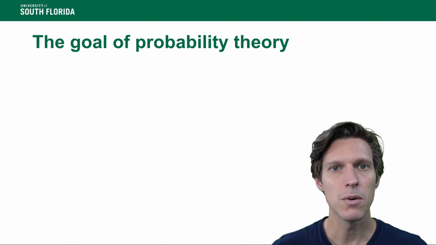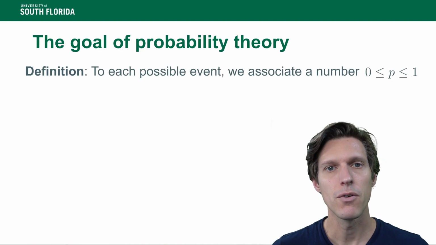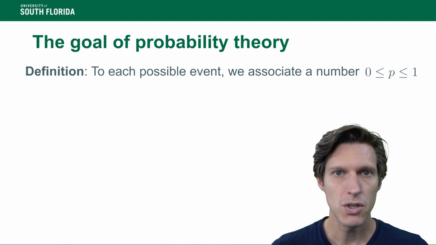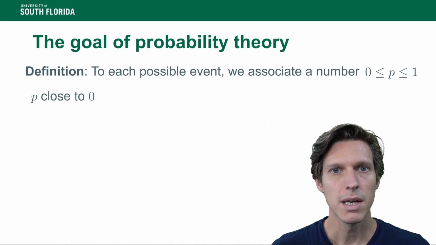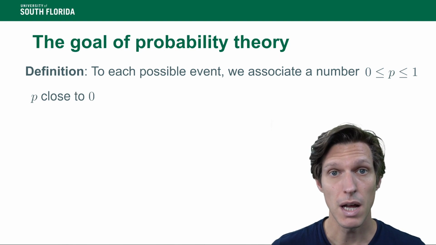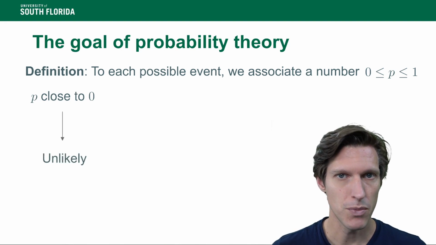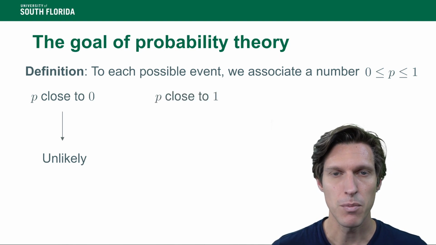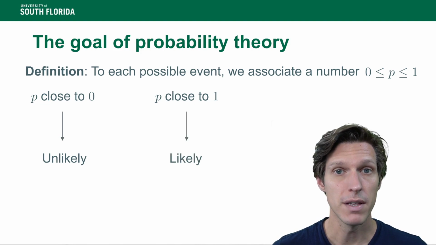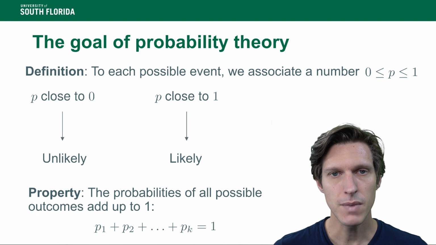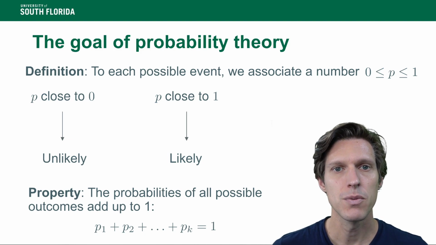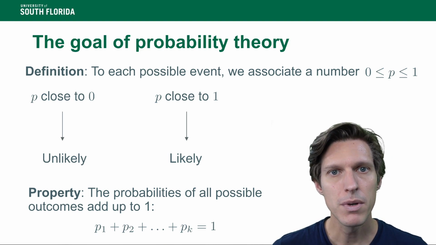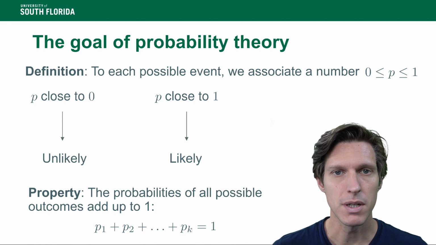What do we mean by probability? For each possible event, we associate a number between 0 and 1. If the probability p, which is that number, is close to 0, it means the event is very unlikely. On the other hand, an event that has a probability close to 1 is very likely to happen. Now, for all the possible outcomes of an experiment, the probabilities have to add up to 1. That's the very elementary property of probabilities.